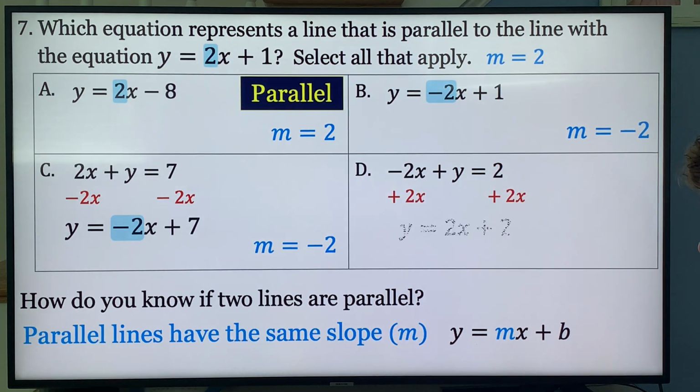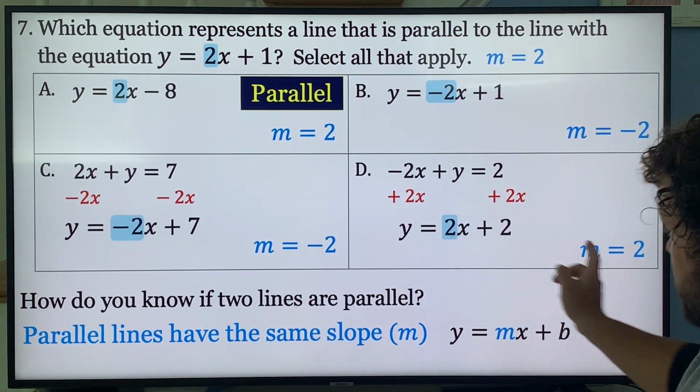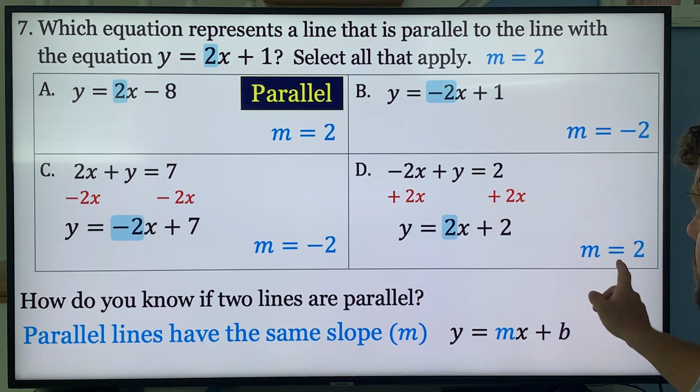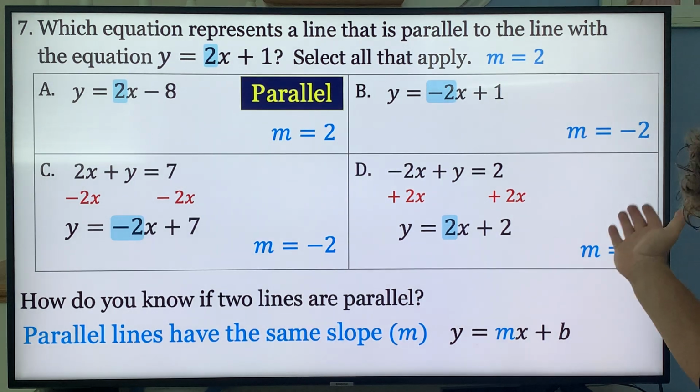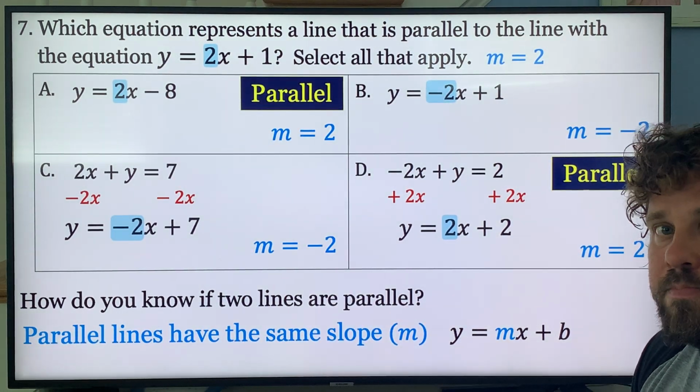Add 2x to both sides. y equals 2x plus 2. 2 is my slope. 2 is equal to 2. Parallel. All right? And that's it.